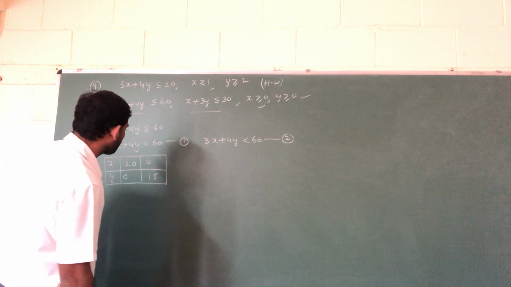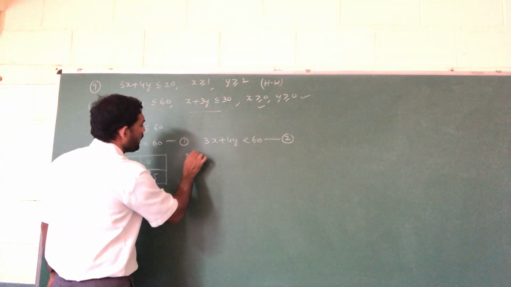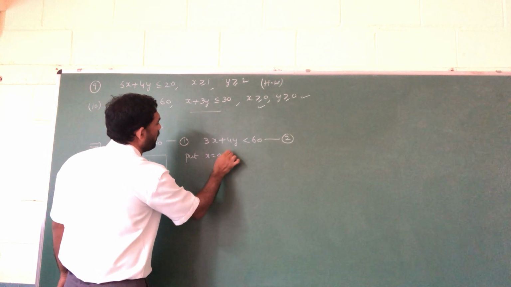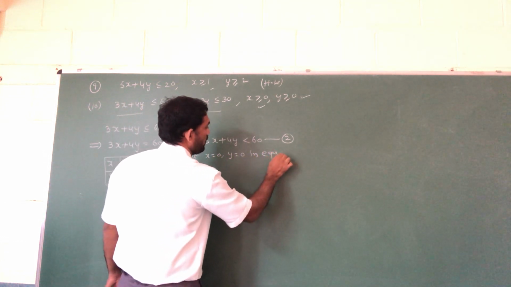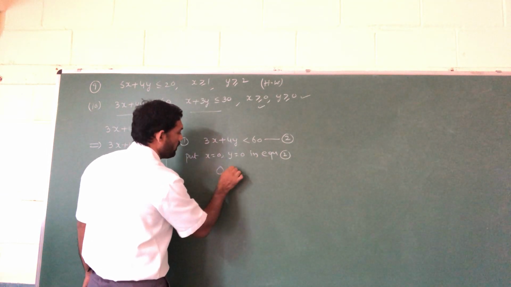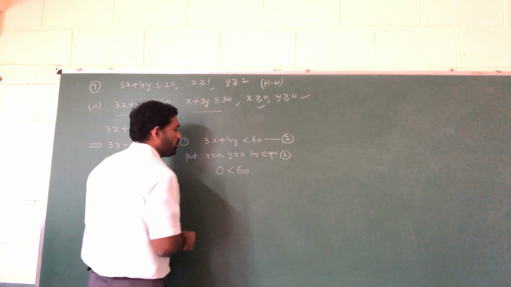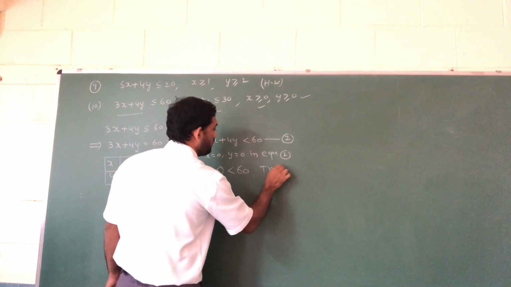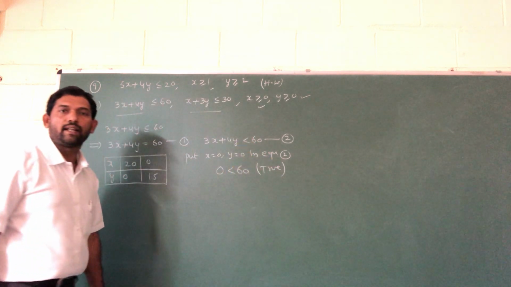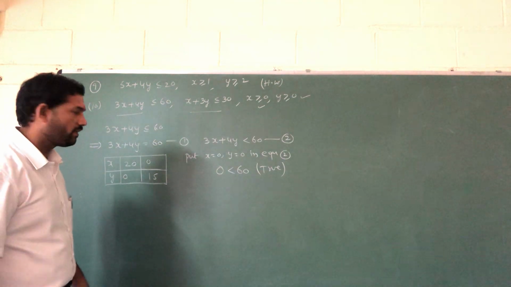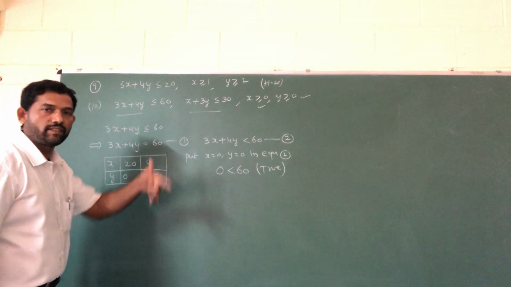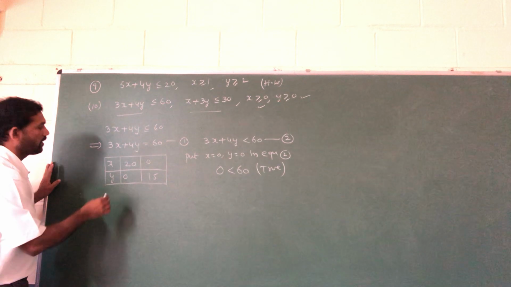Next, put x equal to 0, y equal to 0 in equation number 2. What happens? 0 less than 60, that is true. 0 less than 60 is true everywhere. In the same way, you have to take the second one.